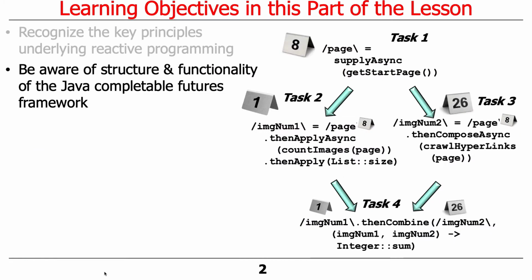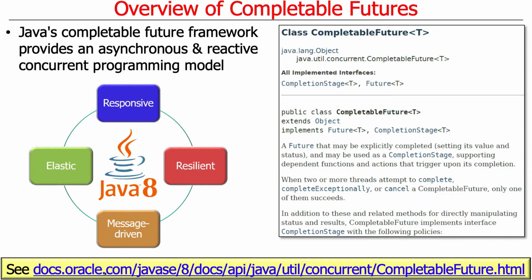So what we're going to talk about here is basically the structure and the functionality of the Java Completable Futures framework, just to give you an overview, and then we'll talk about how the framework addresses the limitations with Java futures, and then we'll go through the framework in a great amount of detail.